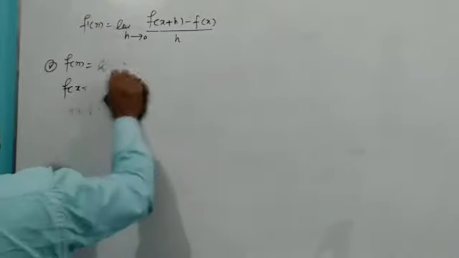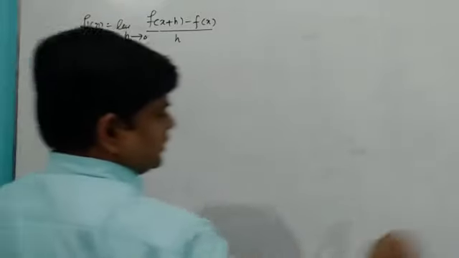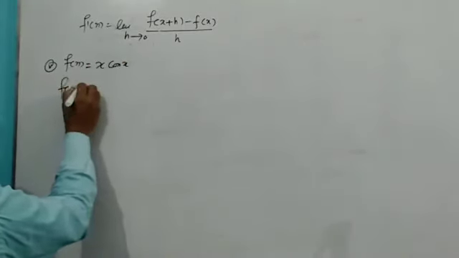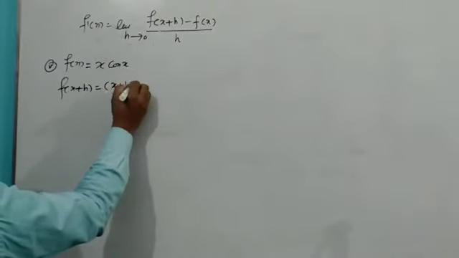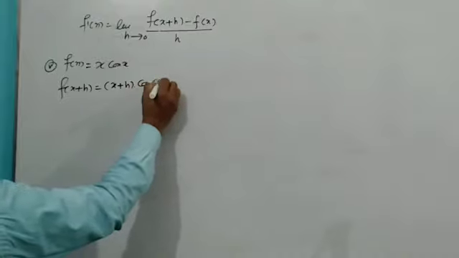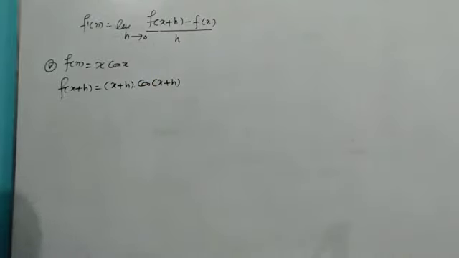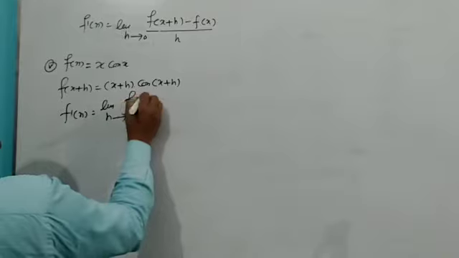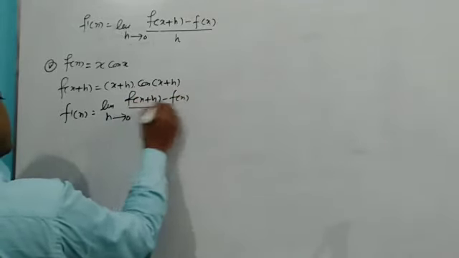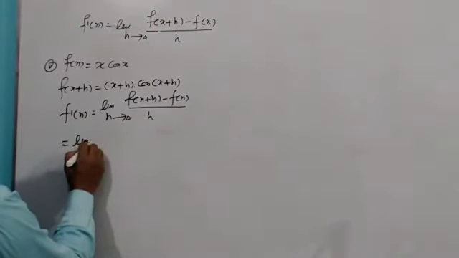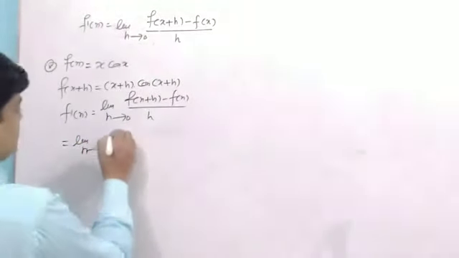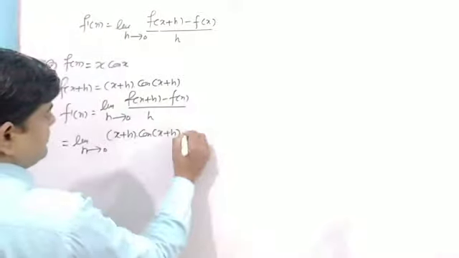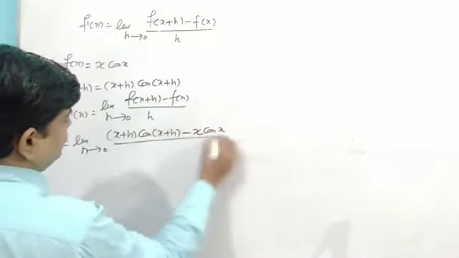Here you can see that f(x) is given as x cos x, and f(x+h) is (x+h) cos(x+h). Now, using the formula for f'(x), the limit as h tends to 0 of [f(x+h) minus f(x)] upon h, I get the limit as h tends to 0 of [(x+h) cos(x+h) minus x cos x] whole upon h.